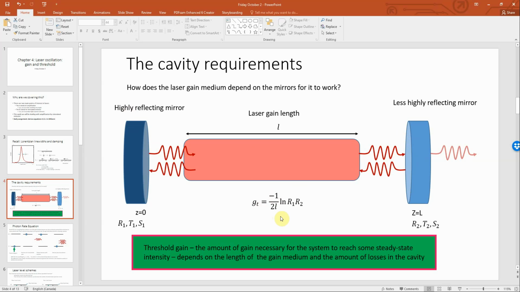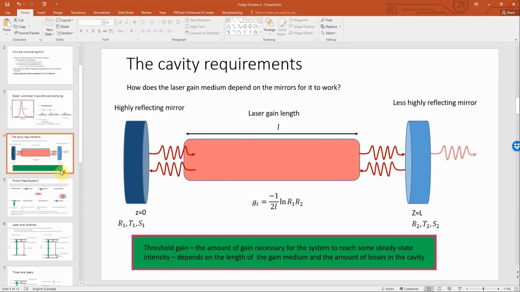So threshold gain, the minimum amount of gain that we need to get the system to work, is given by minus 1 over 2L, where L is the length of the gain, times the log of R1 times R2. So it depends on the loss of this cavity. If these mirrors are really close to 1, then our threshold gain, our minimum gain for this system even turning on, will be close to 0. And the more loss we have, the more gain we need for this to be stable or reach steady state.